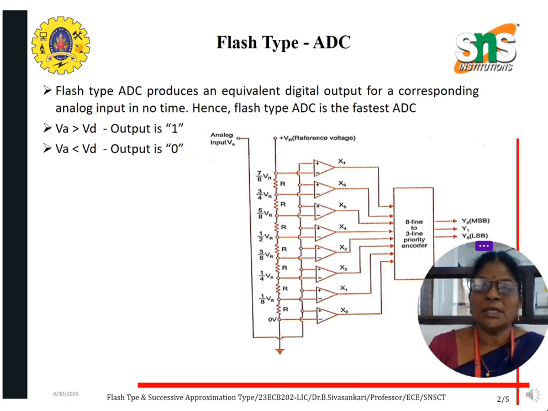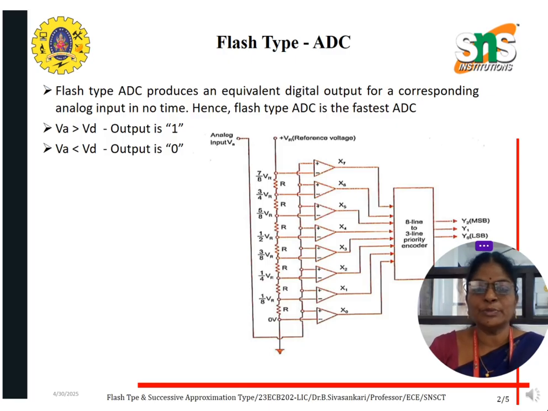If our VA input voltage is greater than our reference voltage, then our comparator output will be 1. If our analog input voltage is lesser than our reference voltage, then our comparator output will be 0. So this is the principle of this flash type ADC.